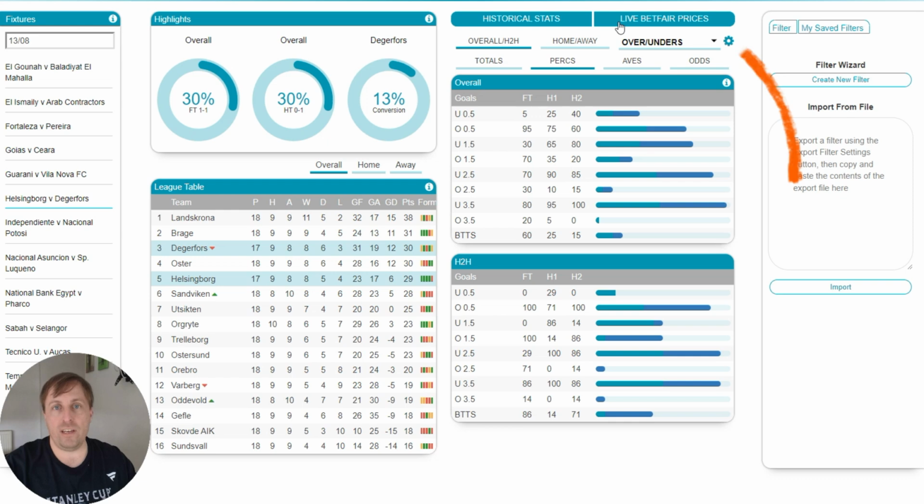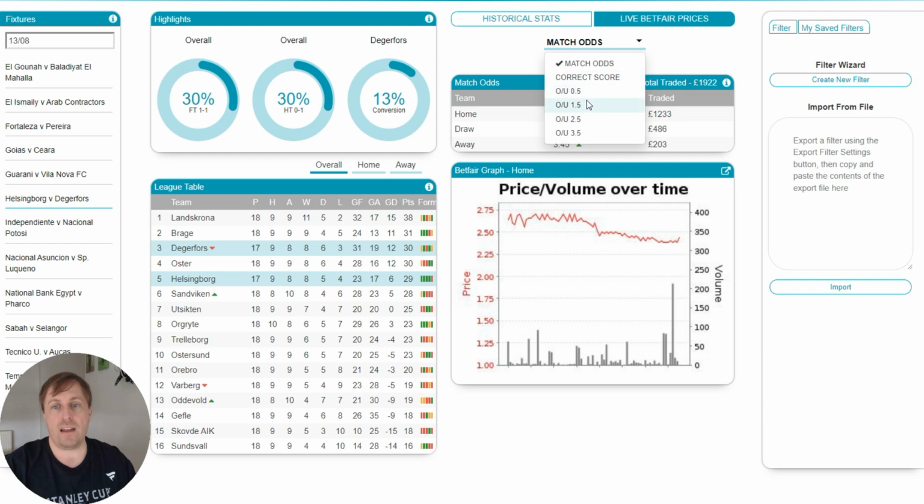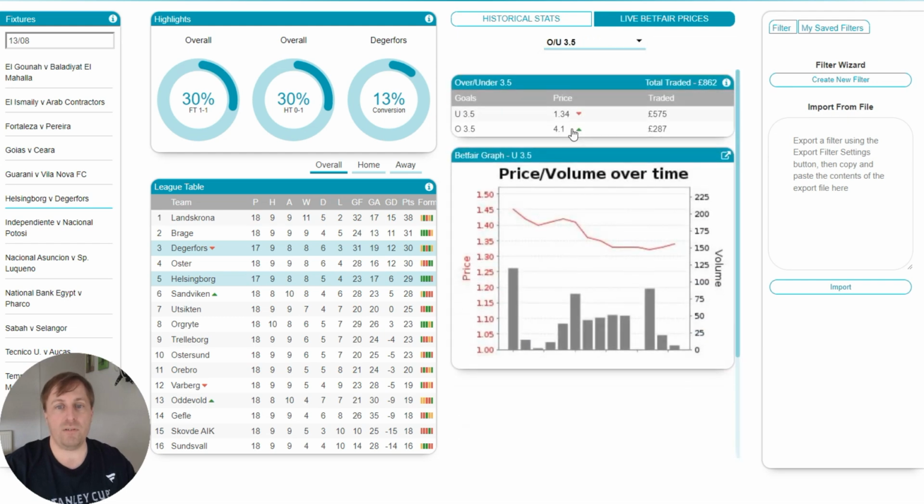So all you need to do is go to the live Betfair prices, and if the match is playing within the next 24 hours, they will be up. And we can see that the home team's favourite, interestingly, away not. And we're just going to go for the over under 3.5 market. We can see here that the under 3.5 odds are 1.34. So as we expected, fairly short.